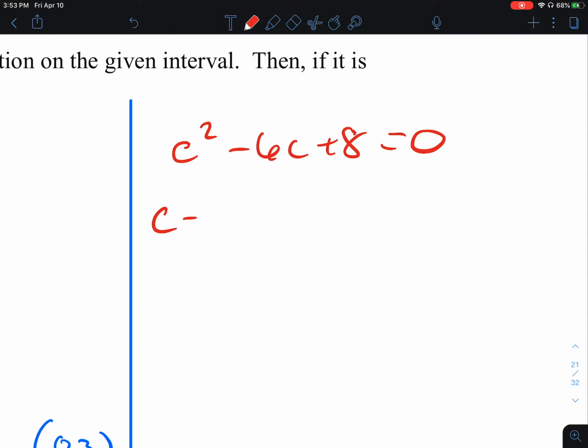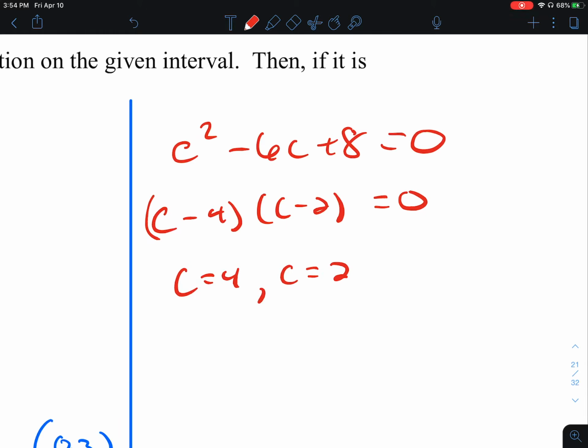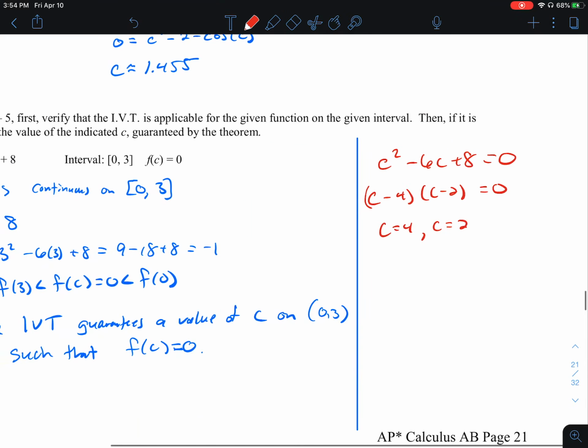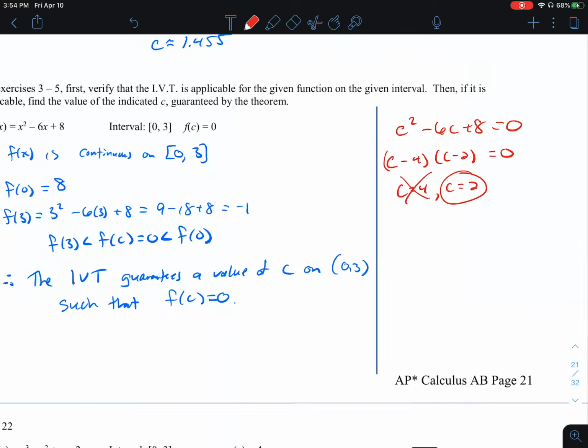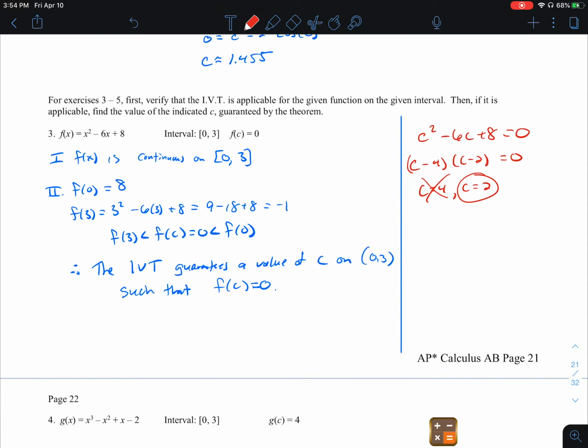This factors into a c minus 4 and a c minus 2. We're going to get that c is 4 and c is 2 for this. However, we're looking for numbers on this interval from 0 to 3. 4 is not on the interval. Therefore, we're looking for the value of c equals 2.